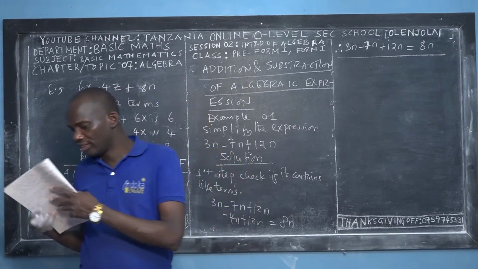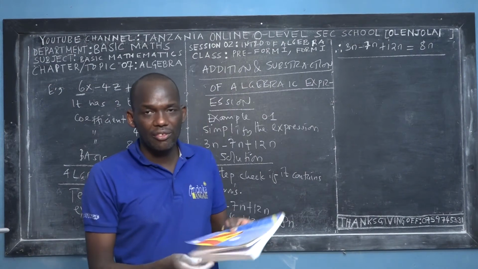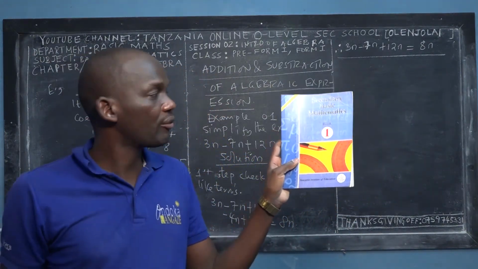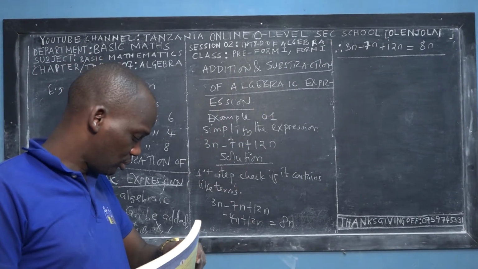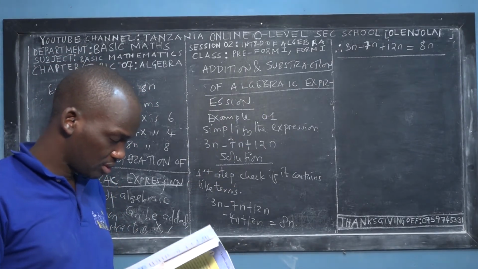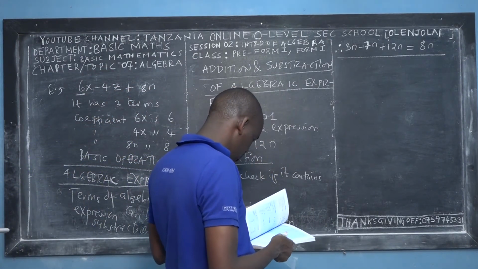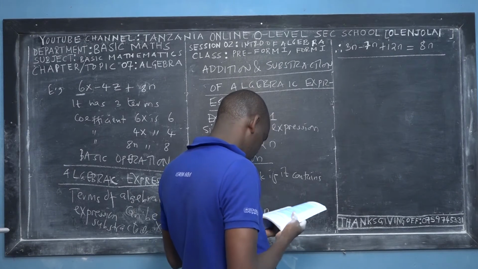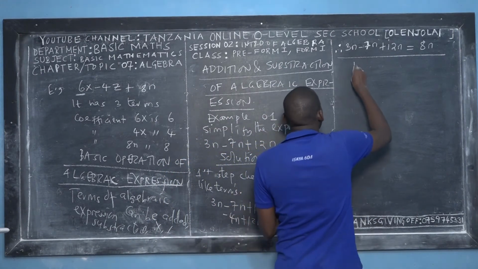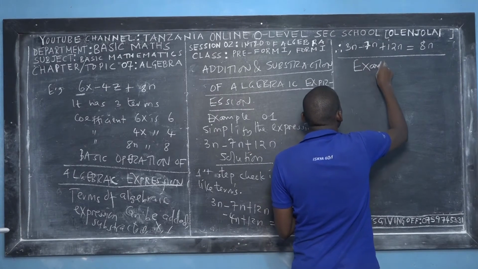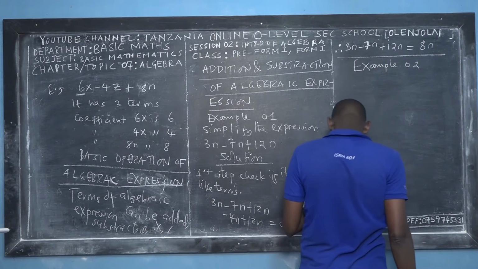Again, this is according to one of the reference books called Secondary Basic Mathematics, Book 1. So we are using this book as a reference. Now we have to solve some examples from this book, and some of them are left as homework for you. So this is example 2.